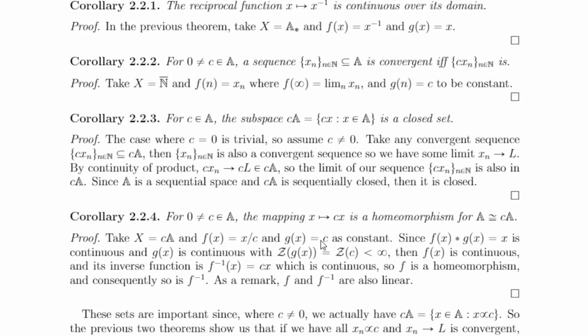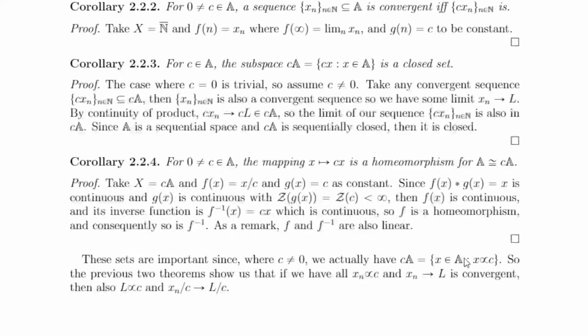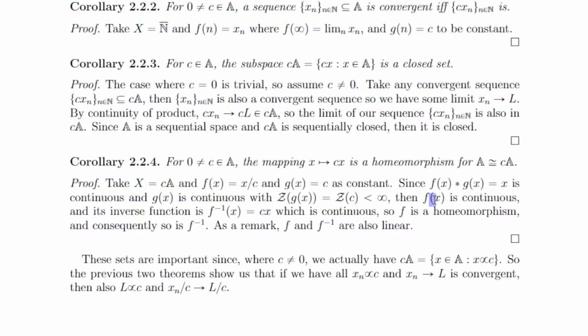We also have that g is just a constant, a non-zero constant. G is continuous, its value is constant, and it's the same as that of c, and that's finite. So g is continuous with a constant finite value, and this product f of x times g of x is also x, which is continuous. By our theorem, f of x times g of x is continuous if and only if f of x is continuous, so f of x is continuous.